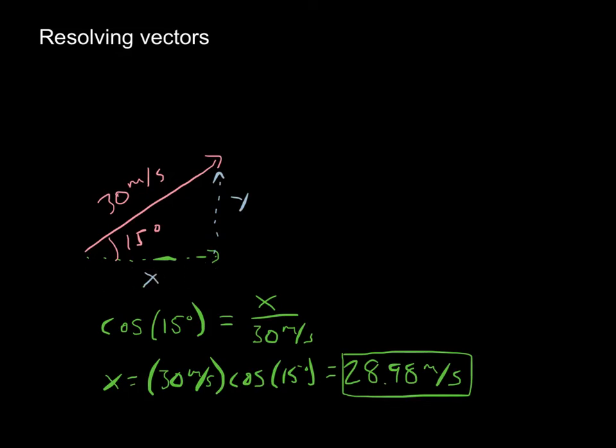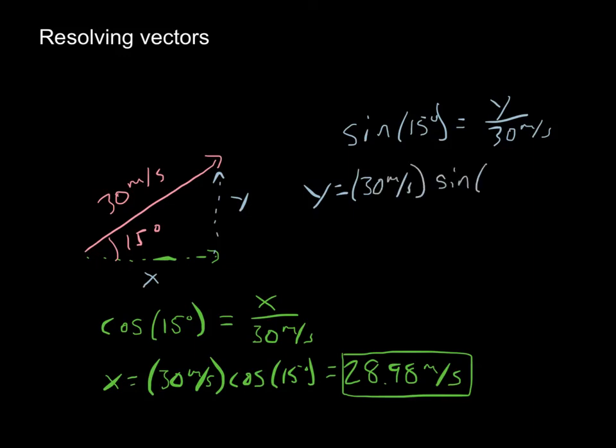So then to go find the y direction, that's the opposite side on my triangle. So I have a hypotenuse and opposite, so that's my sine component. So sine of 15 degrees is equal to y over 30 meters per second. So y is equal to 30 meters per second times the sine of 15 degrees. So y is equal to 7.76 meters per second.